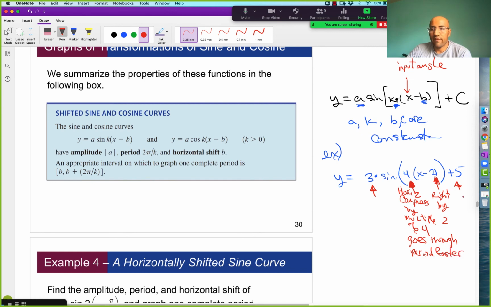Right? This 5 is going to go up by 5 units, right? And then this is going to stretch it vertically, a vertical stretch. So armed with all that, we have a general idea of what the shape of the sine function of this function will be based on the standard graph of a standard sine function.